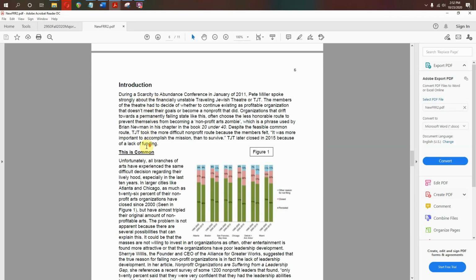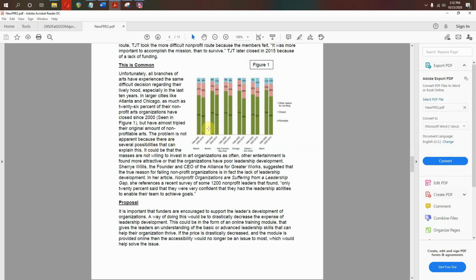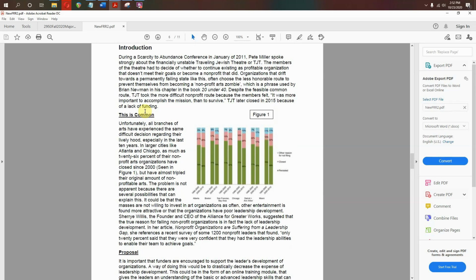We have introduction. This is common proposal, so we're missing a few things. Figure 1, seen as figure 1. That's good and fine, but how many lines is this paragraph? I don't feel like counting it, but that's another thing that's going to cause someone to go, ooh.